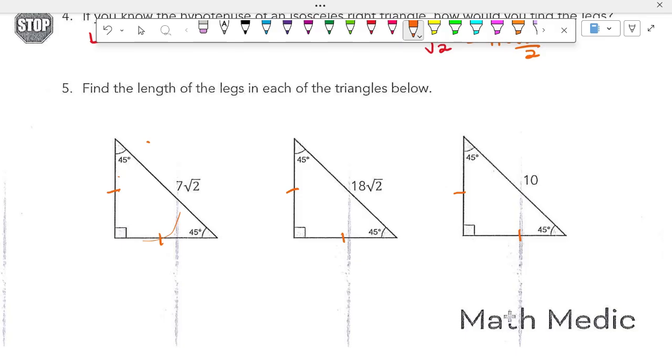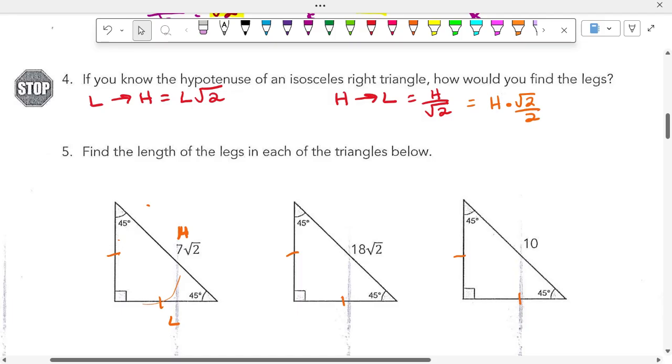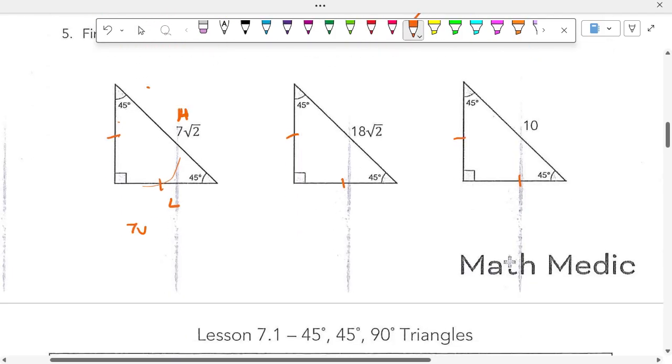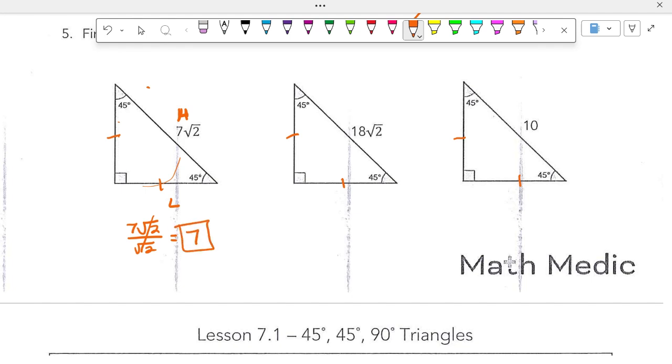So I got the hypotenuse. How do I go from hypotenuse to leg? I just do what? What did I just say up here? We divide by the square root of 2. So 7 square root of 2 over the square root of 2. What's that equal to? 7. Square root of 2's cancel out. So both of these legs are 7.